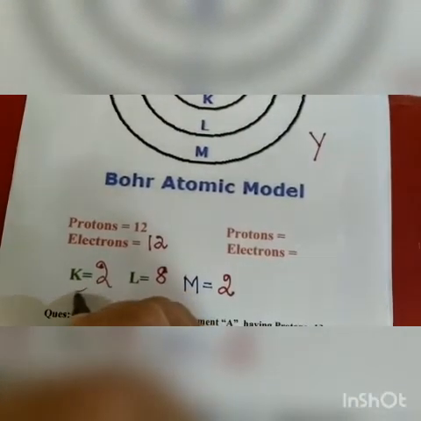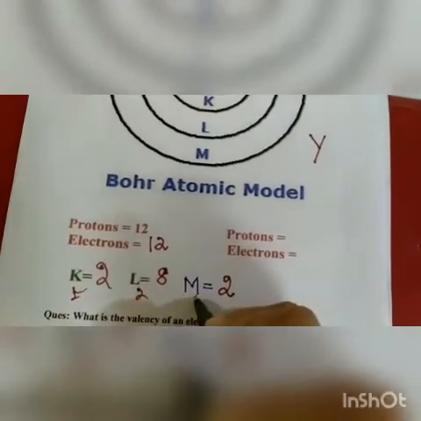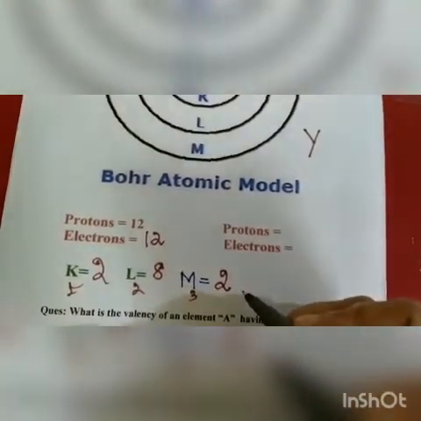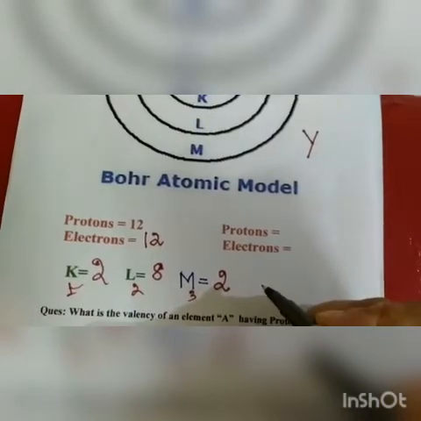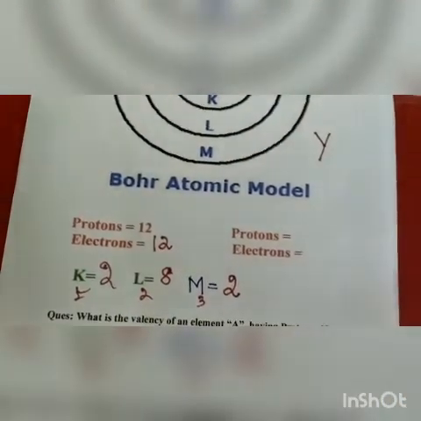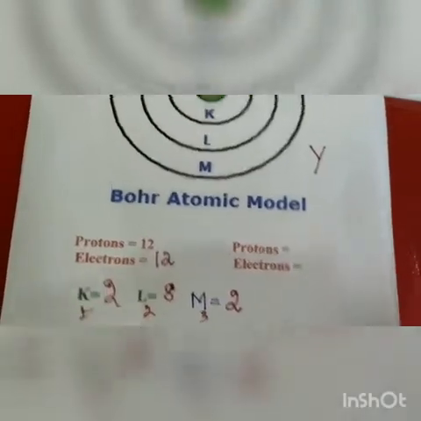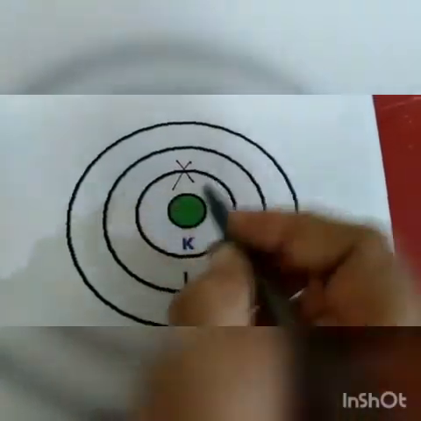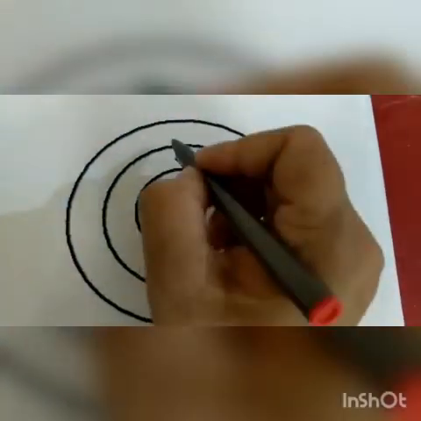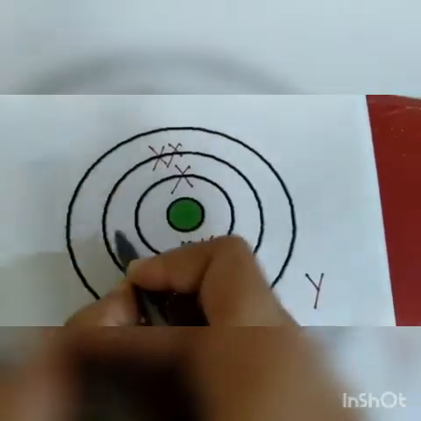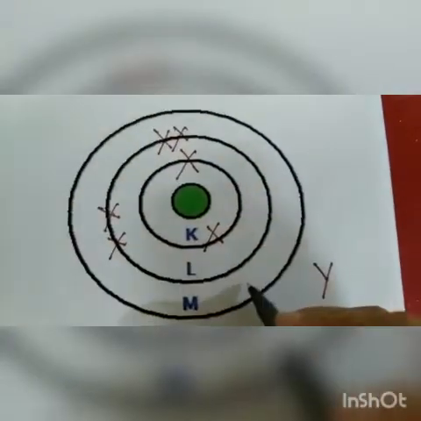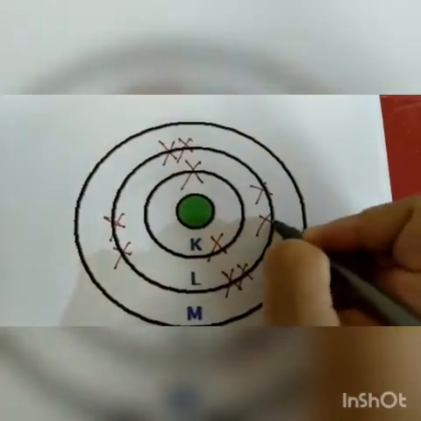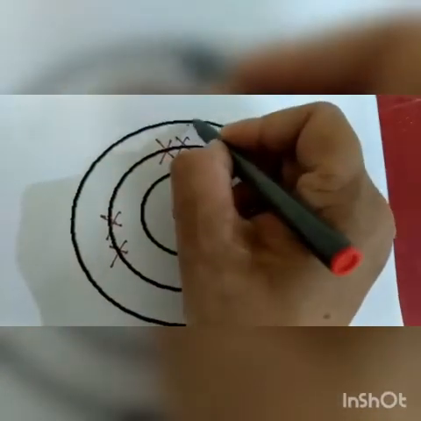This is the third shell. See, K is the first shell, L is the second, and M is the third shell. And I told you the inner shells are filled completely first, then the outermost shells are filled. I hope it is clear to all of you till here. So let us fill in the first shell, 2 electrons. In the second shell, 8 electrons. And in the last shell, that is the M shell, how many electrons are present? 2.